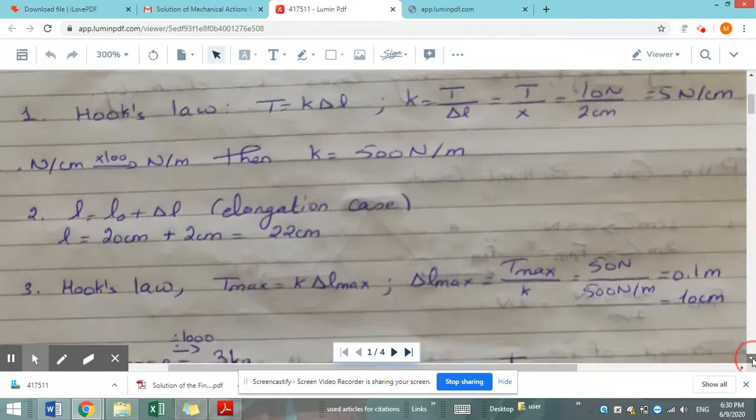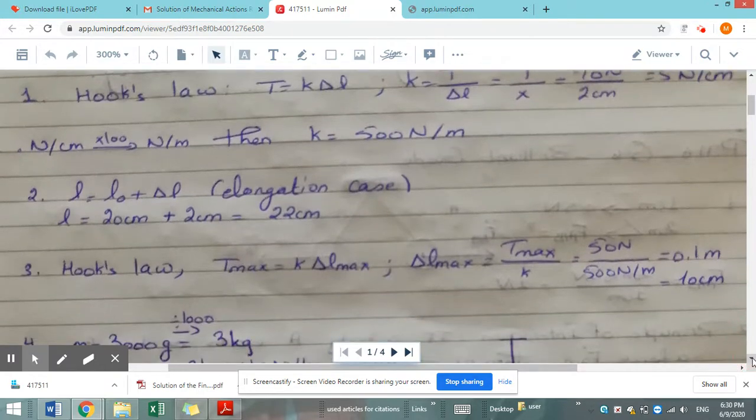Part 3, they're asking us to determine the elastic limit delta L max of this elastic spring. So in order to calculate delta L max, we have to make use of T max that was given. T max is equal to K delta L max, since T and delta L are directly proportional. Delta L max is T max over K. K was calculated in part 1, and this is a property of the spring, so now we can use it in the upcoming parts because we are still dealing with the same spring.